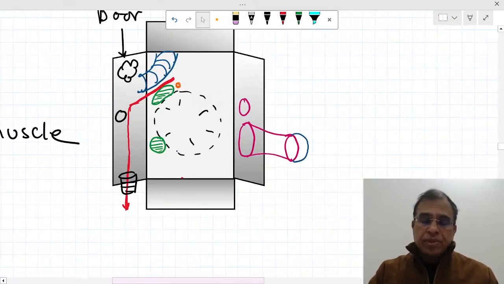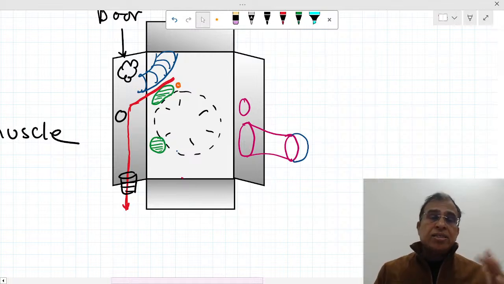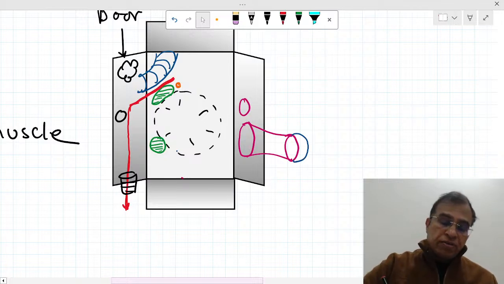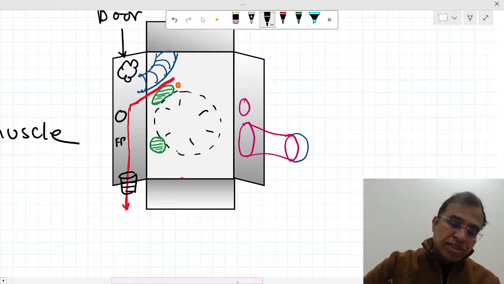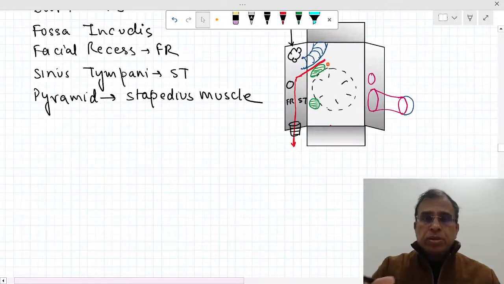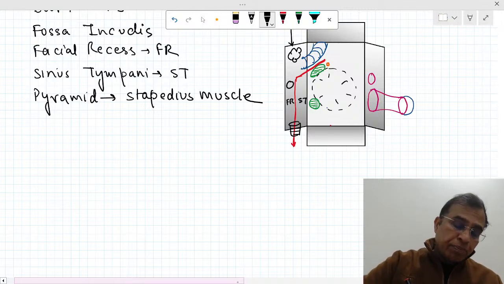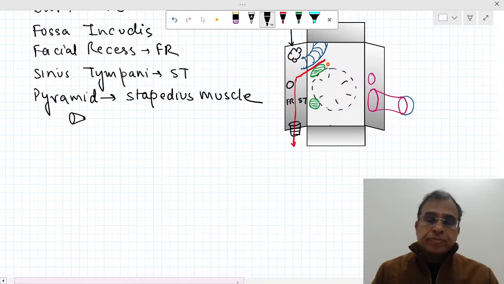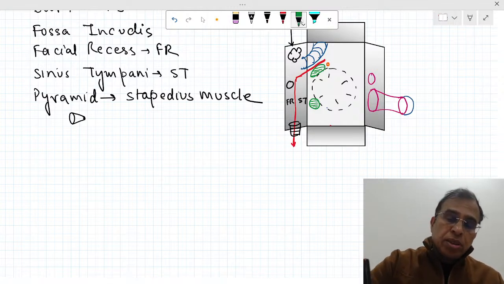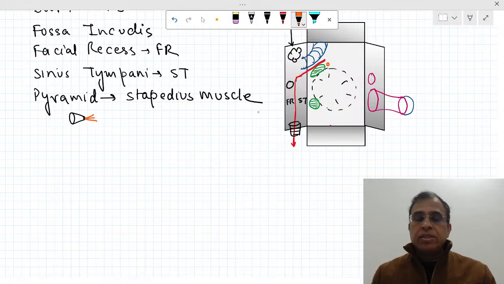When I use this diagram, facial recess and sinus tympani are located on either side of the facial nerve. So facial nerve, this side is facial recess, FR, the other side is ST, sinus tympani. We'll talk about this a little more, don't worry. And what about pyramid? Pyramid is a pyramidal shaped bony projection on the posterior wall, and from this bone, a muscle originates, and this muscle is the stapedius muscle.